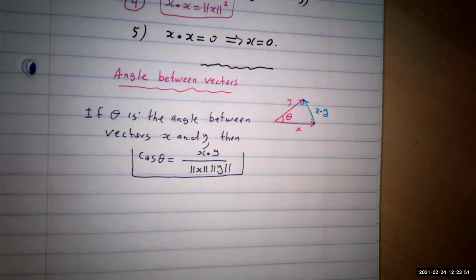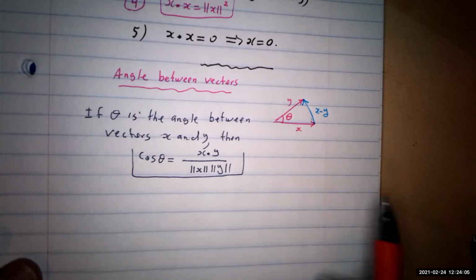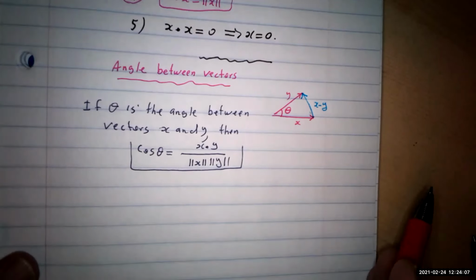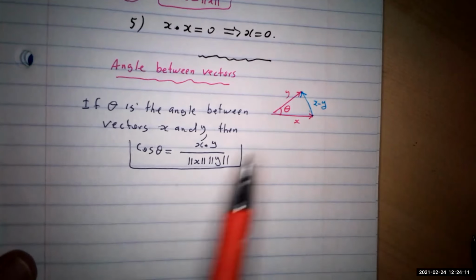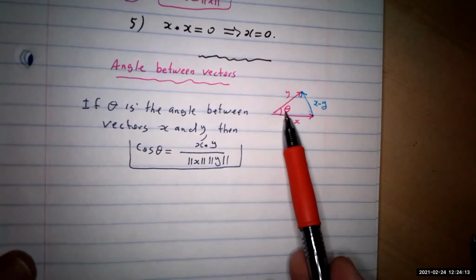You see, we need it because if they are going to be perpendicular, this theta would be 90 degrees. And the cosine of 90 degrees is 0, so x dot y would be 0. That's why we need it. We don't have to prove it, but if you want to prove it, you use trigonometric functions, and this is theta, okay?